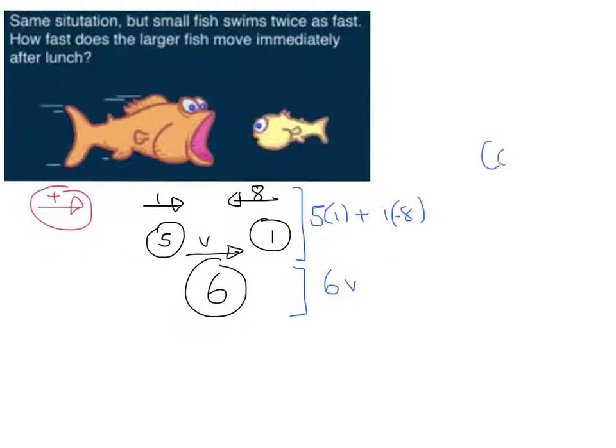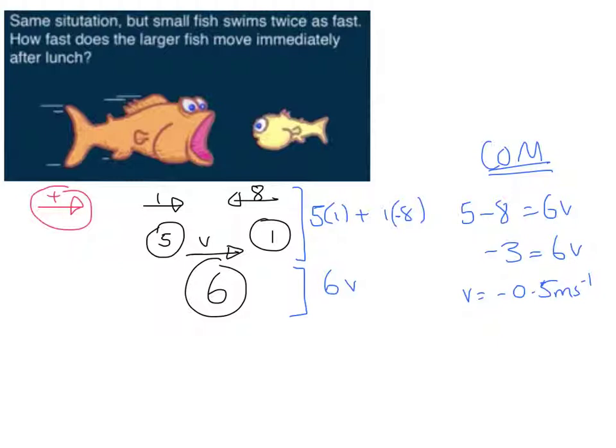Conservation of momentum tells us that the momentum before will equal the momentum afterwards. So 5 minus 8 equals 6v. Minus 3 equals 6v. We've got a velocity of minus 0.5 metres per second. That minus is relative to this direction being positive, so all that's telling me is that it's going in the opposite direction to the one I said was positive.